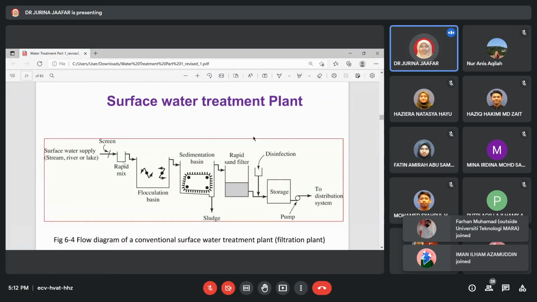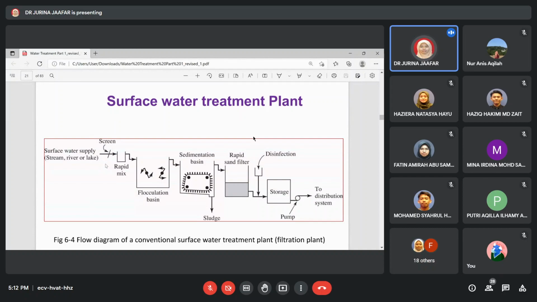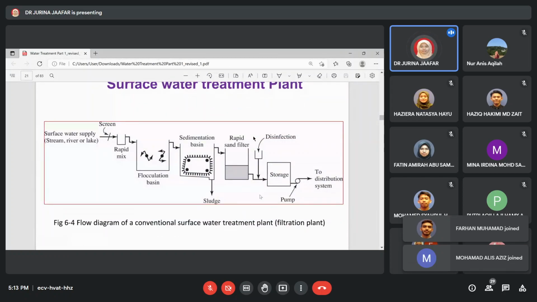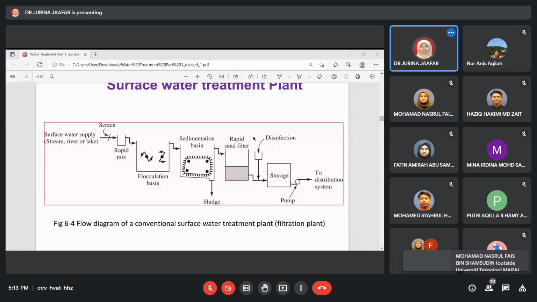the water intake. Then we have a screen, to screen all the rubbish, to remove all the rags, all those big size of the rubbish, kita akan keluarkan masa proses screen, and then all here is the process. So normally kita akan cuba sketch dan memorize lah the process, right? Sekejap ada yang nak masuk sekejap.